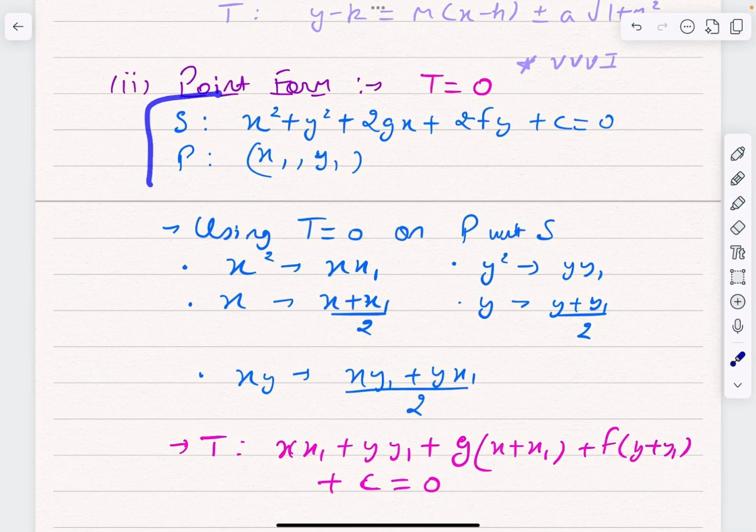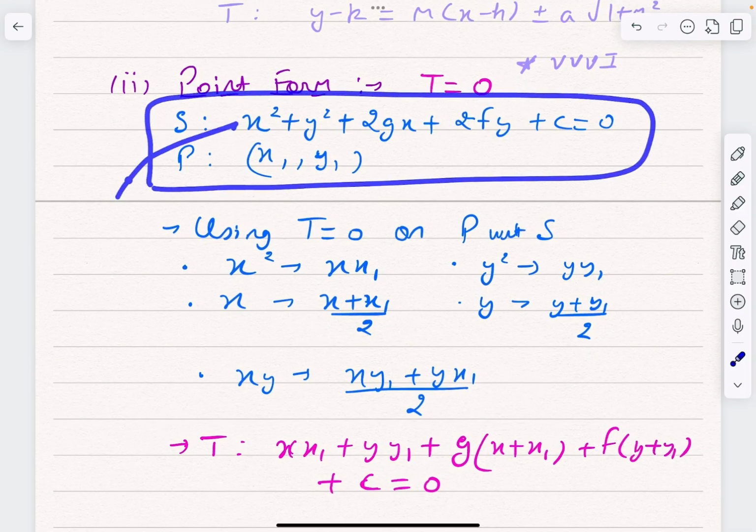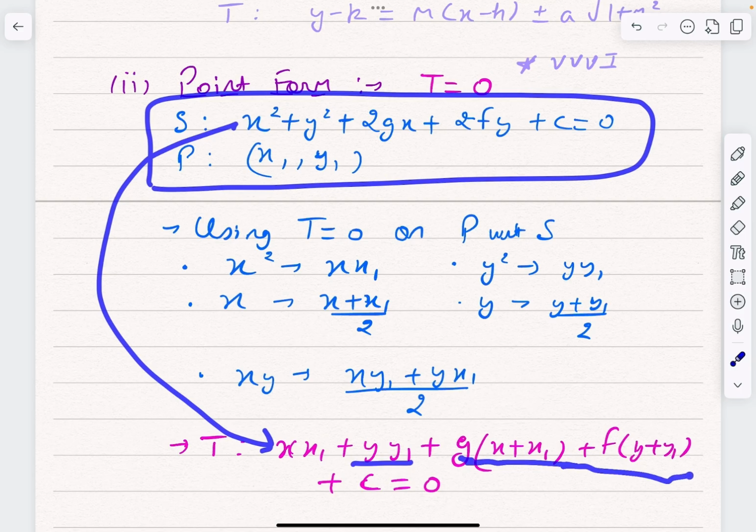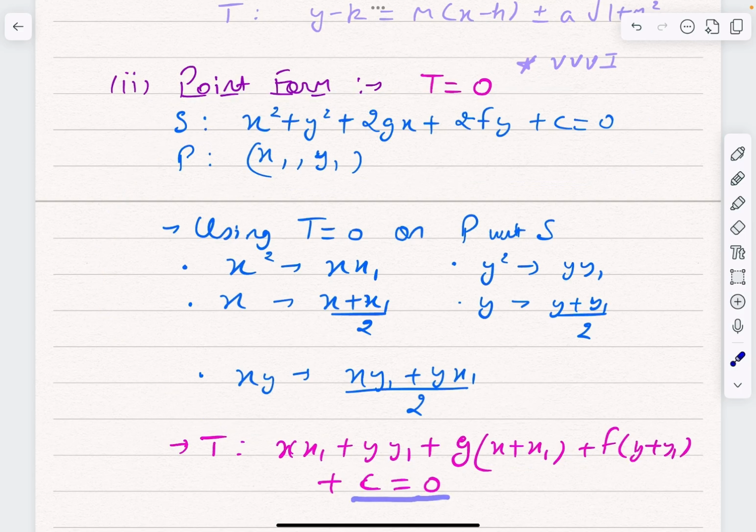So if I use it on this, x square will become xx1, y square will become yy1, 2gx will become g times x plus x1, 2fy will become f times y plus y1, plus c equal to 0. So this is very important, guys. Next.